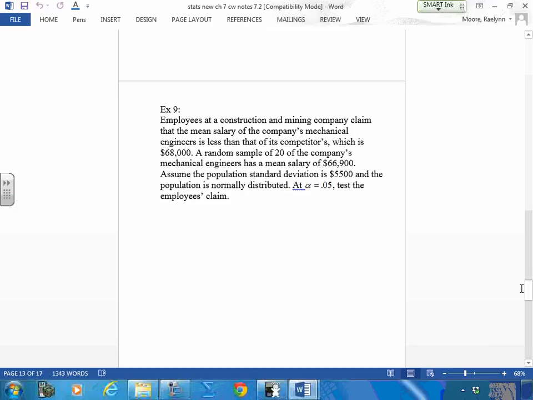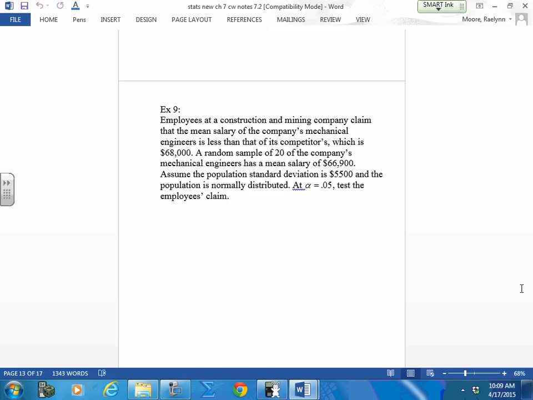Employees at a construction and mining company claim that the mean salary of their mechanical engineers is less than that of its competitors, which is $68,000. Oddly, shouldn't that company claim that it is more than somebody else's? Who's making the claim from this company? Employees. So why are they making this claim? Are they liking their salary? Oh no, they're complaining about their salary.